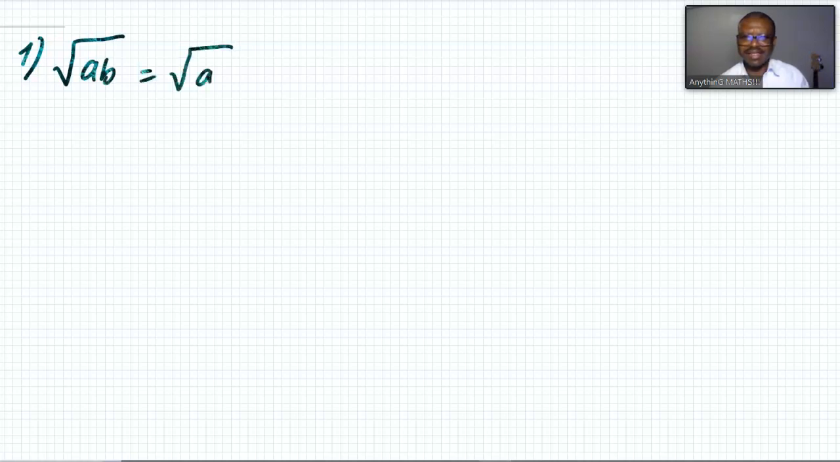We're going to learn a few rules of surds. So let's look at rule number 1. The square root of AB, which could also be written as the square root of A times B, we can split them. That's what the rule says. It's going to be root A times root B. How do we apply it? Let's look at some examples. Example 1.